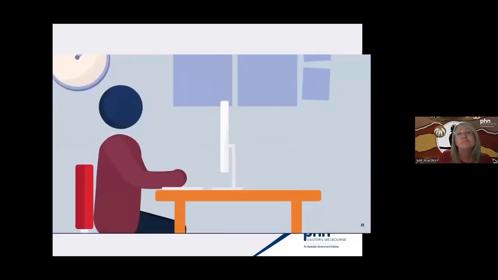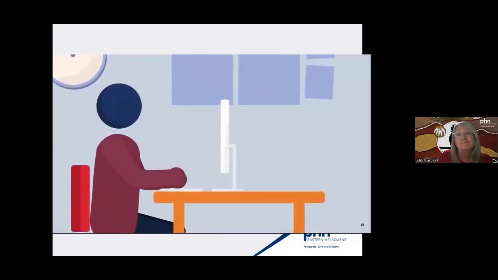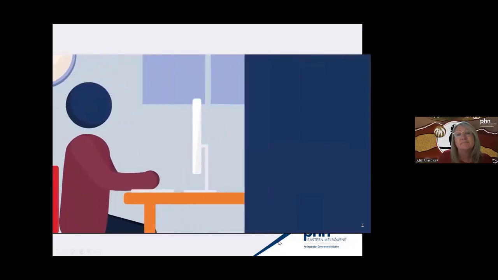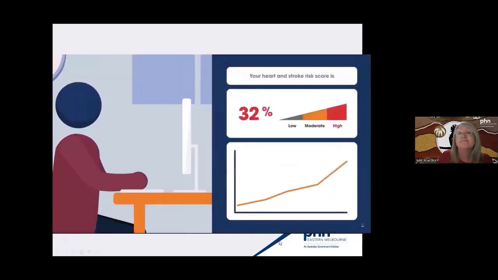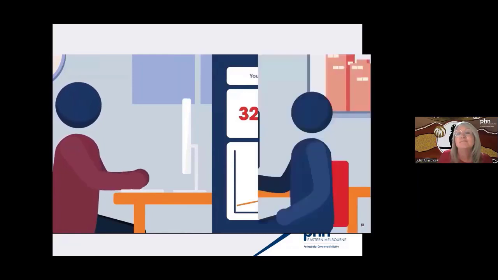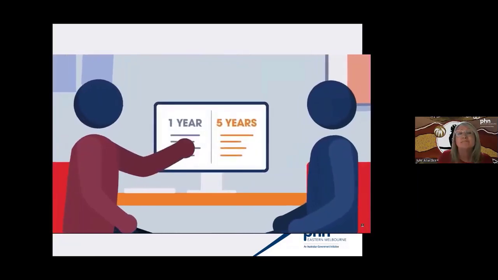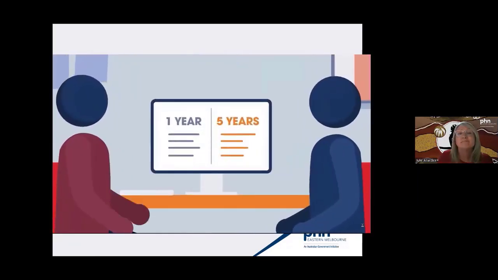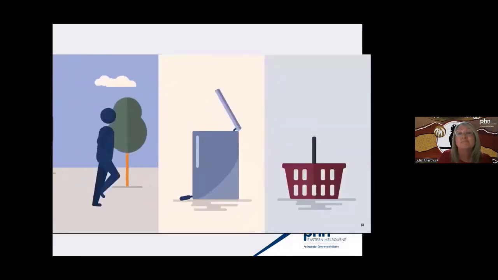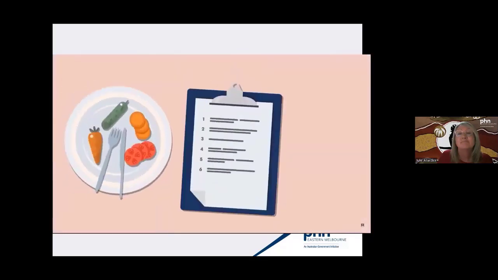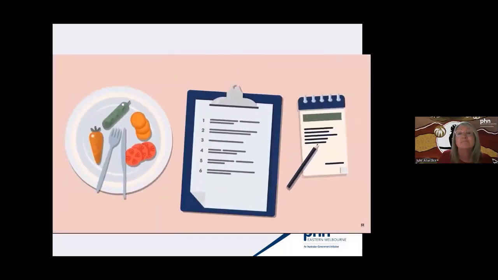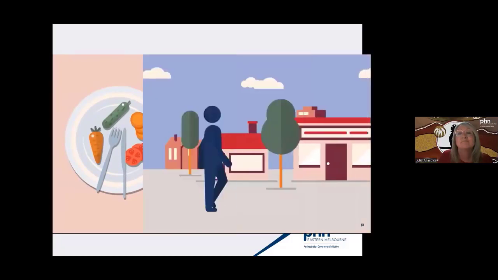Your GP will estimate your risk by putting this information into a calculator and will let you know whether you are at low, moderate, or high risk of having a heart attack or stroke in the next 5 years. Your GP or nurse will develop a plan of short and long-term steps to help you lower your risk of heart disease, like ways to be more active, quit smoking and maintain a heart-healthy diet. They may also refer you to a dietitian or prescribe medication if you are at higher risk.